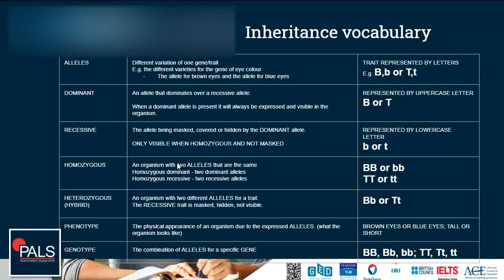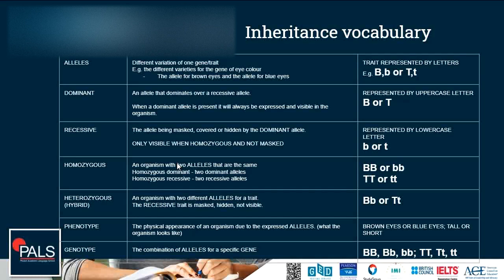Recessive alleles are the ones that are going to be masked, or their effect is covered or hidden by the dominant allele when the dominant allele is present, and the recessive allele is only visible when two recessive alleles are present in the organism and no dominant allele is present.